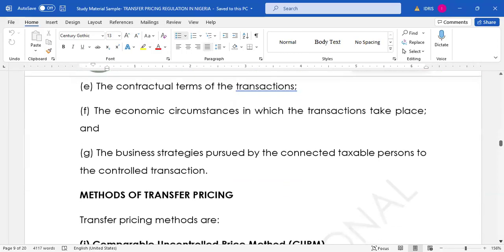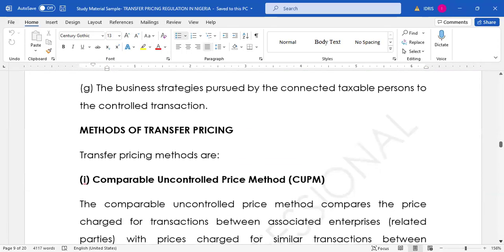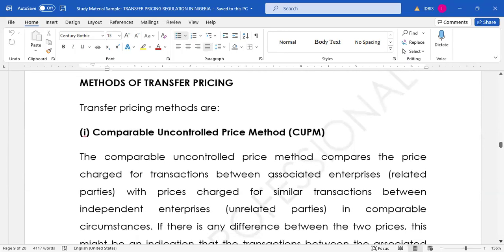Now, for the sake of time, let's look at the methods of transfer pricing. What methods do we use to transfer price?